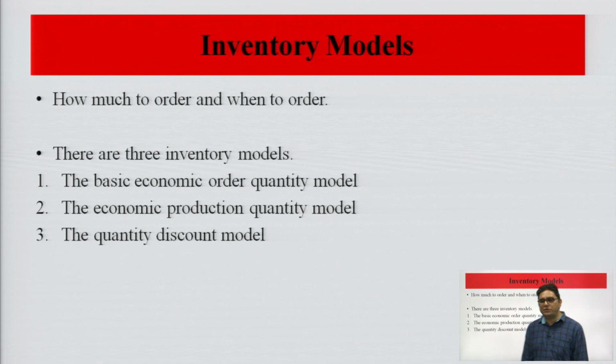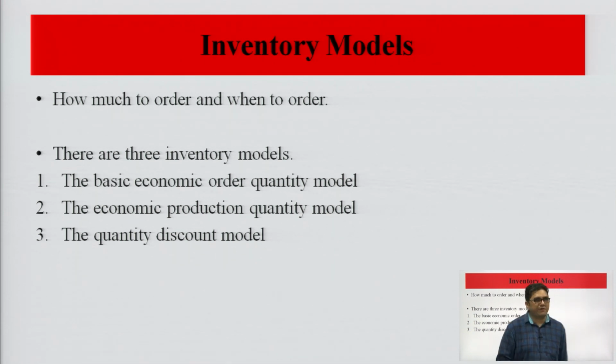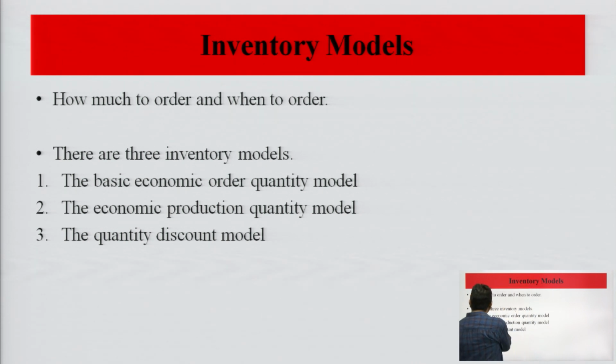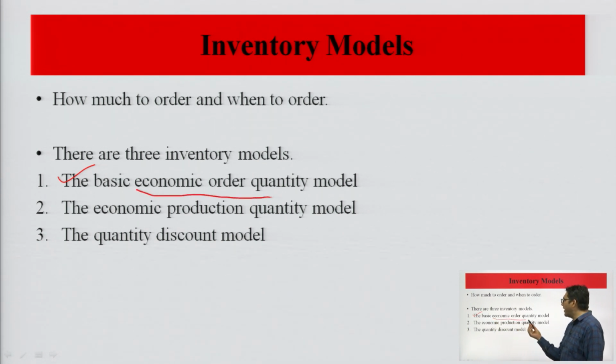So, basically there are three inventory models. The first model is the basic economic order quantity. Basic economic order quantity says what the optimum number of goods is that a particular organization needs to order. Here we are only trying to identify the basic quantity that a particular organization has to order.